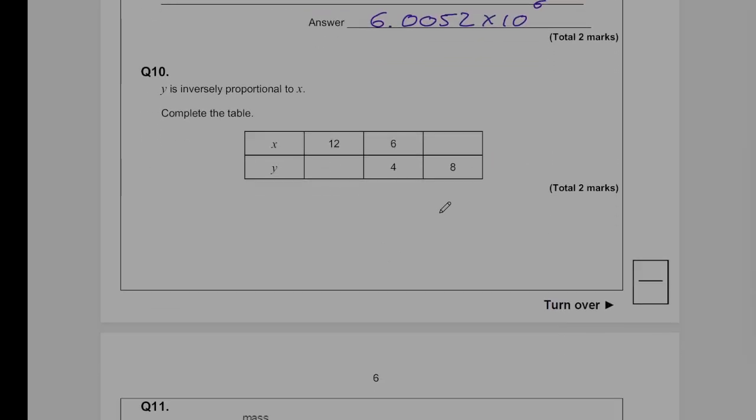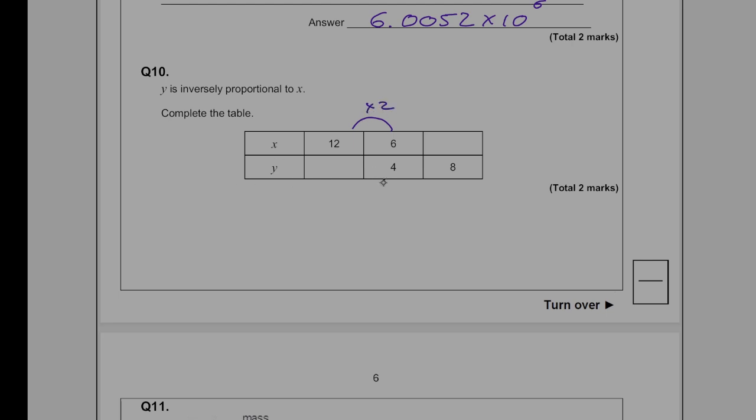Okay, question 10, we've got y is inversely proportional to x, complete the table. So if y is inversely proportional to x, I quite like doing it this way. So here we're timesing by 2. So if it's inversely proportional here, we'd need to divide by 2. So that would be 2. And then here, to get from here to here, we're timesing by 2. So here we would divide by 2. So that would be 3.